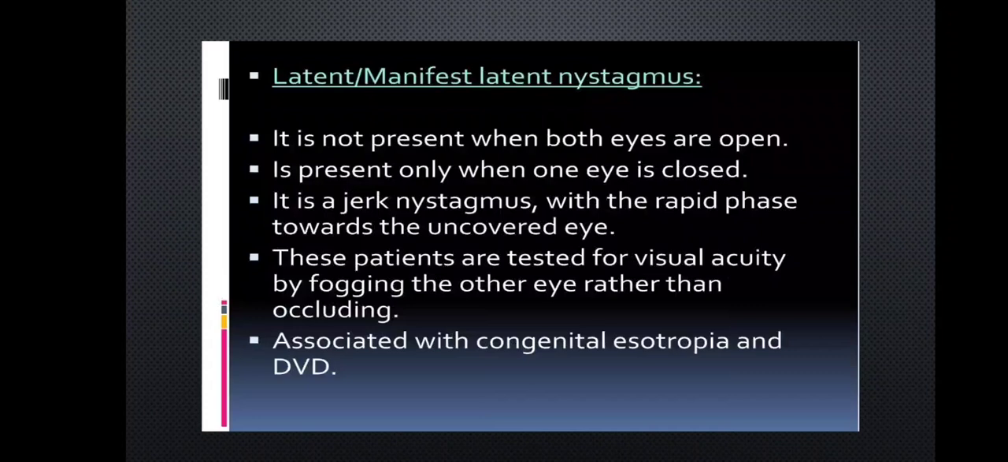Latent or manifest latent nystagmus is not present when both eyes are open. It is present only when one eye is closed. It is a jerk nystagmus with a rapid phase towards the uncovered eye. These patients are tested for visual acuity by fogging the other eye rather than occluding. It is associated with congenital esotropia and DVD.